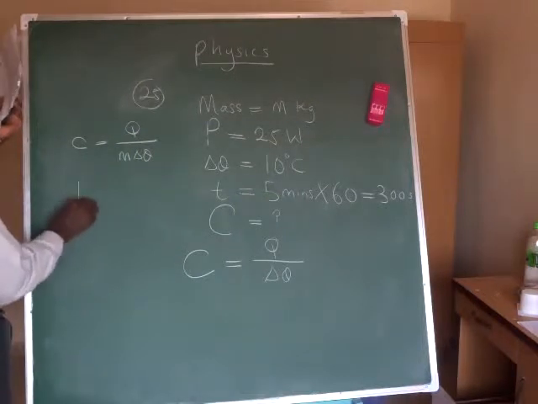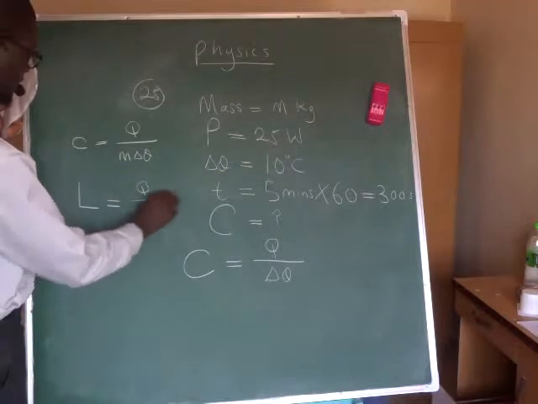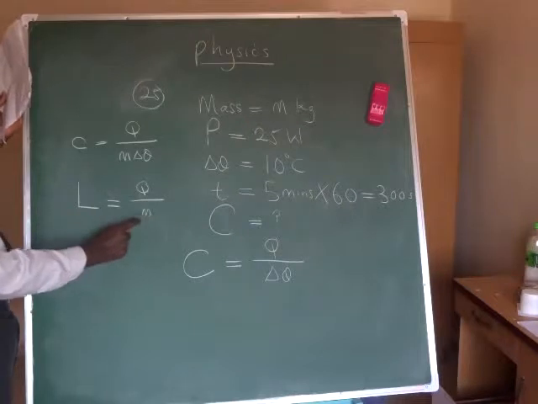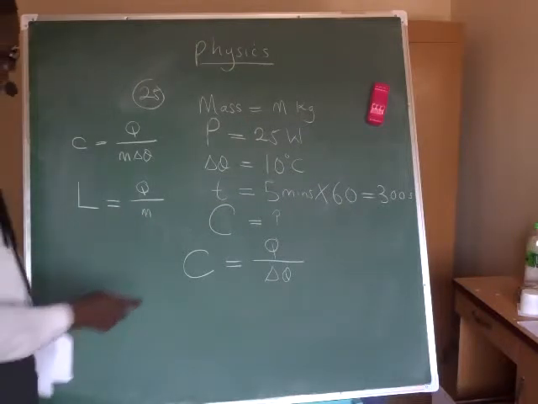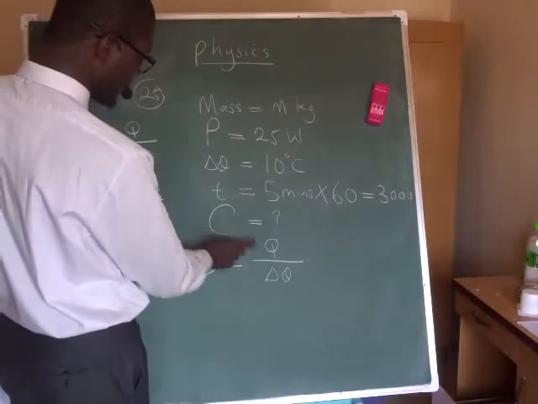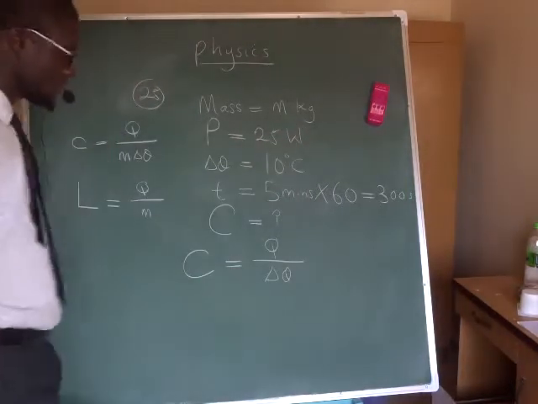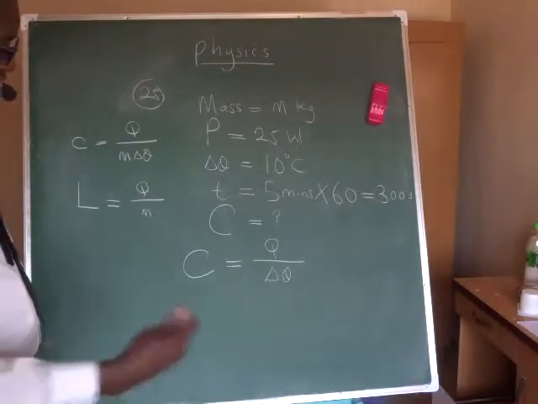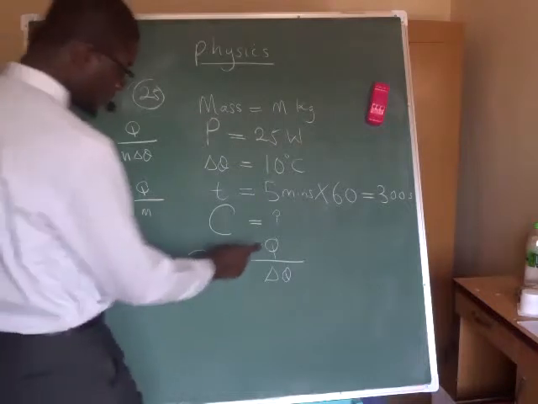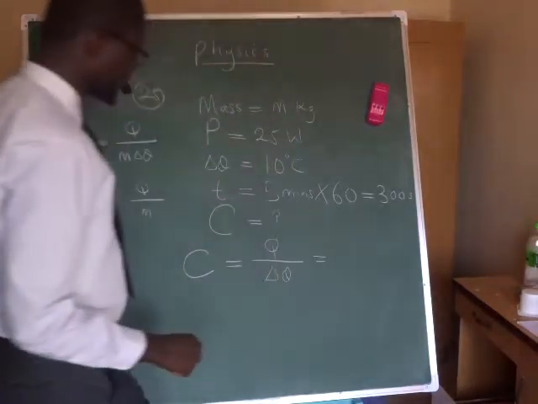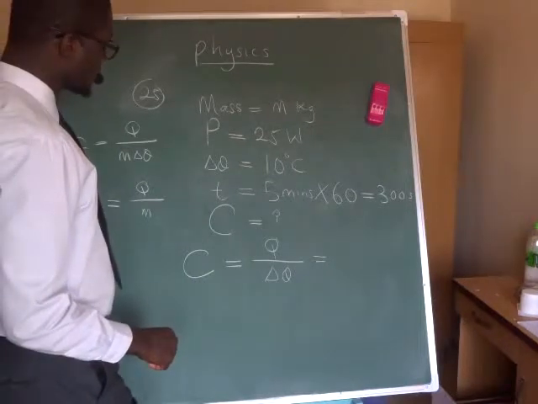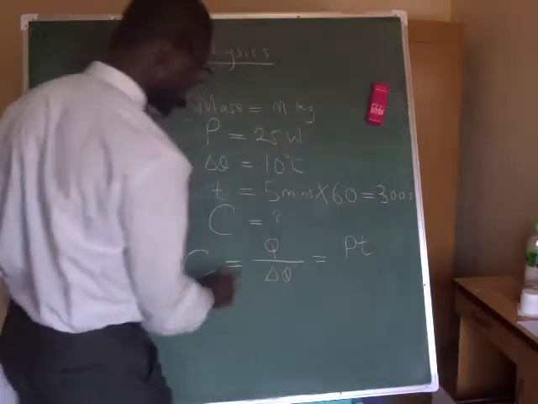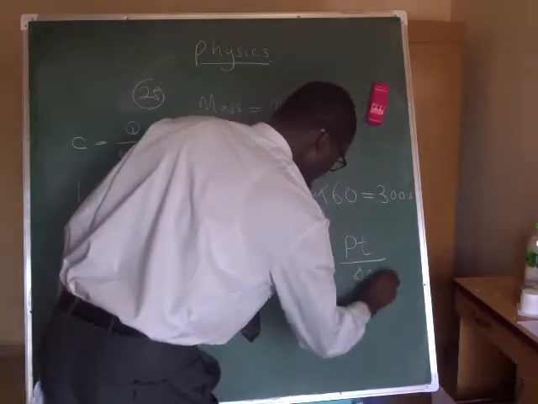Had it been the question says latent heat, latent heat is quantity of heat over mass, meaning it is the quantity of heat required to raise the mass of a body without an increase in temperature. But heat capacity only has effect on temperature. So it is the quantity of heat required to raise a temperature without an increase in mass. And we know quantity of heat is the same thing as energy or work done. So in this regard, when we multiply P and T, we have our energy, which is the same thing as Q, over change in temperature.